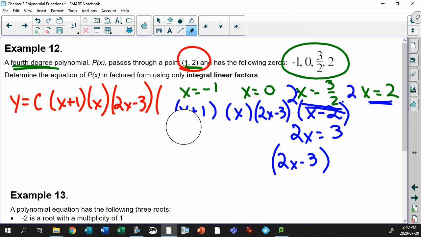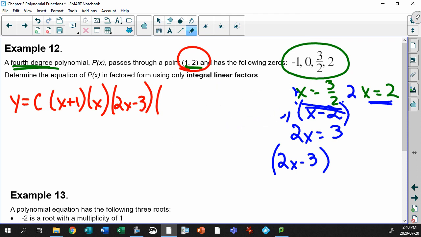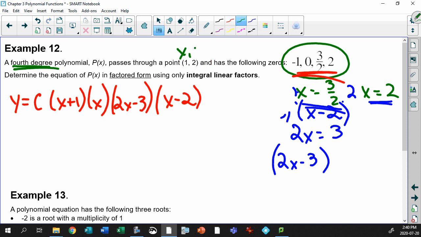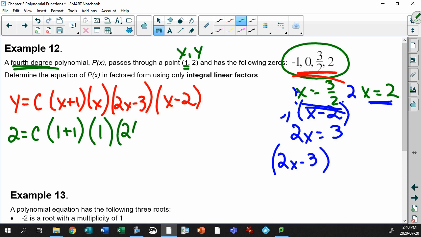Now I need a little bit more room. Let's just clear this out. Our x minus 2. There we go. There's all the factors that we determined from the zeros. We put the c value up front. Now, remember that this point here is an x, y point. So let's just substitute it in. All right, so our y is 2. Our c value is still there. Our x is 1. 1 plus 1. There's another 1. Everywhere there's an x, we're going to put in a 1.